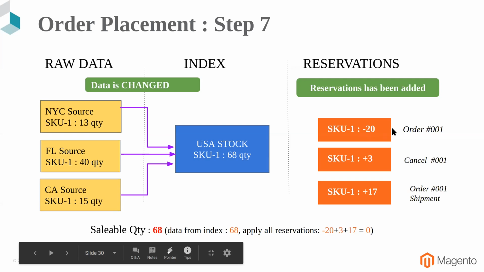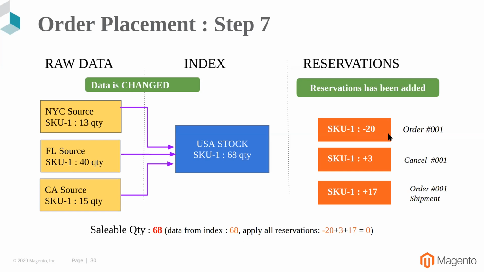So the first reservation is called the initial reservation, which always goes in a negative number, and the rest of the reservations are called compensation reservations, which hold positive values. Okay, so now the data has been changed and the reservation has been added.